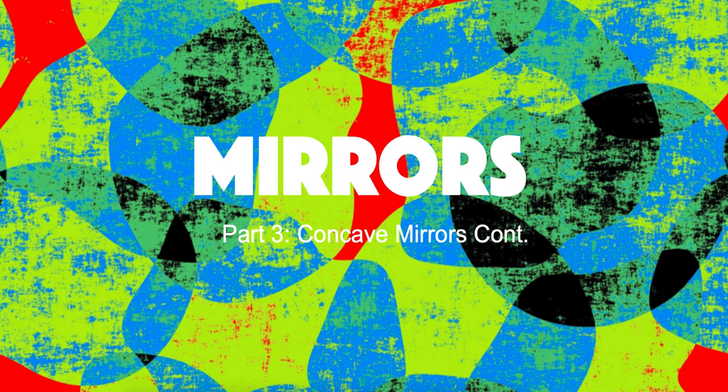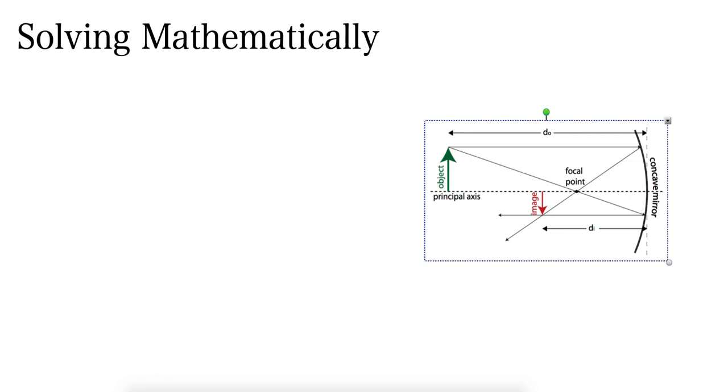Part 3. Okay, concave mirrors continued. We're going to take a look at the mathematical aspects as well as a couple of situations with concave mirrors. So we'll start off with the mathematical part. This will include the equations that are on your reference table, where they come from, sort of, and stuff like that. And so you really only have two equations for this unit.